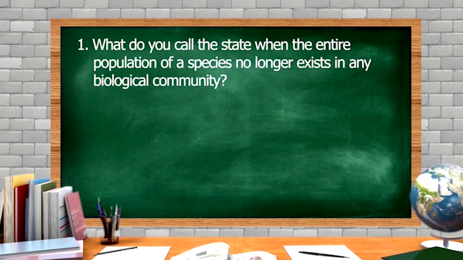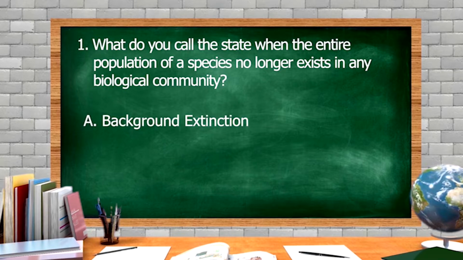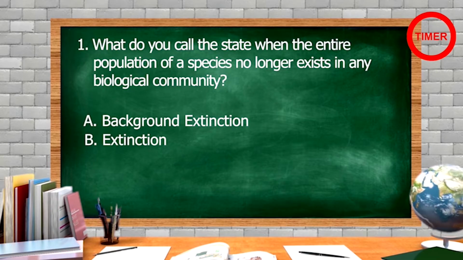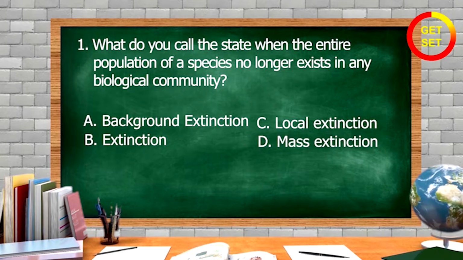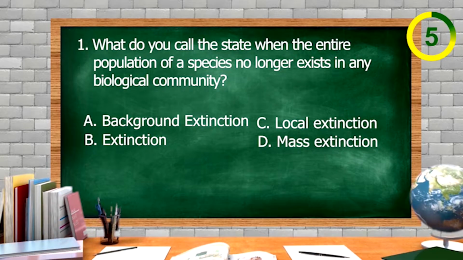Question 1. What do you call the state when the entire population of a species no longer exists in any biological community? A. Background extinction. B. Extinction. C. Local extinction. D. Mass extinction.